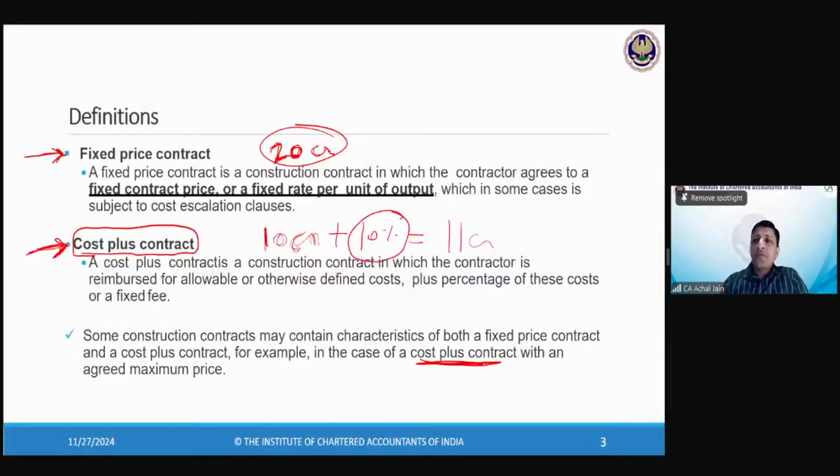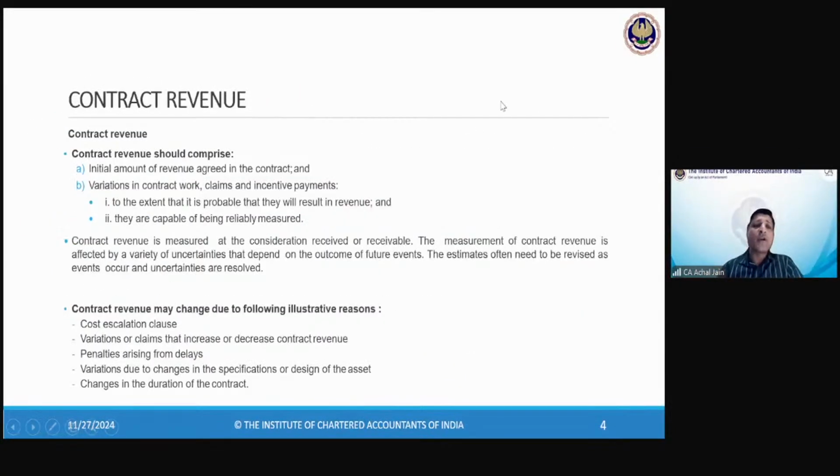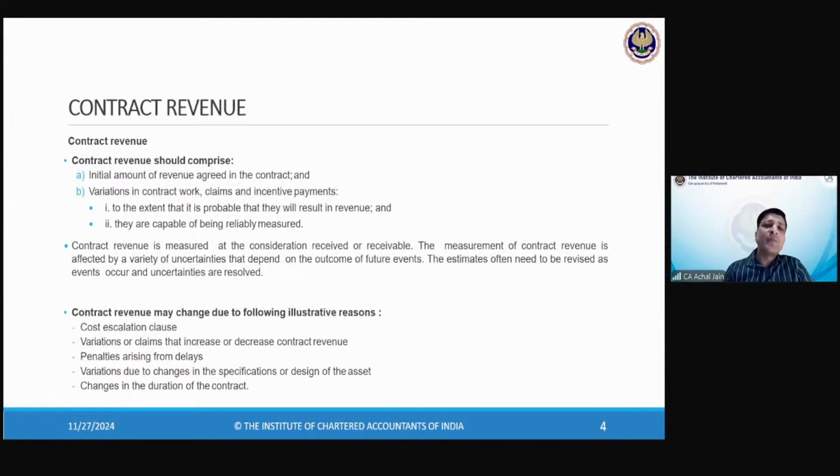Okay. So now moving further in relation to the construction contract, we'll now move on to the next aspect, which is about the components of revenue. Means when we talk about revenue recognition, what all components will be there? When we say that in the contract there will be a value of say 10 crore or 5 crore or 6 crore, what will that value comprise of? That is what you call contract revenue.